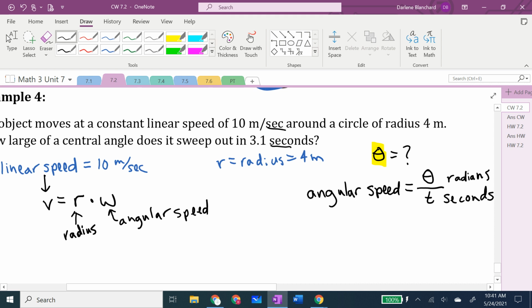And I'm going to open your quiz up in just a minute. I'd like to give you a little more time to think about it. So if you are working on the video, you can pause the video. I know my linear speed is 10 meters per second. I know my radius is 4 meters.